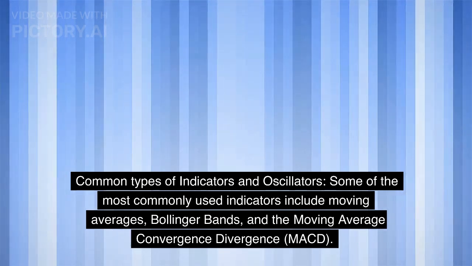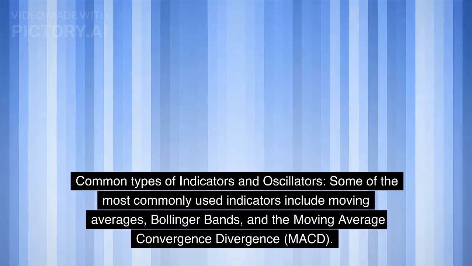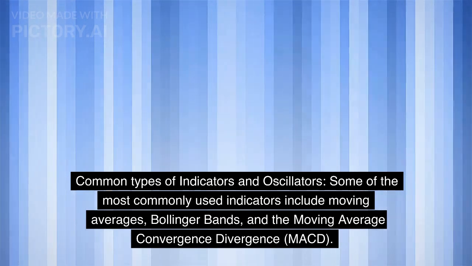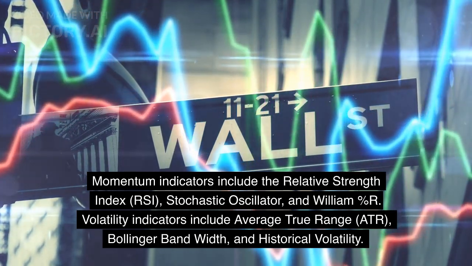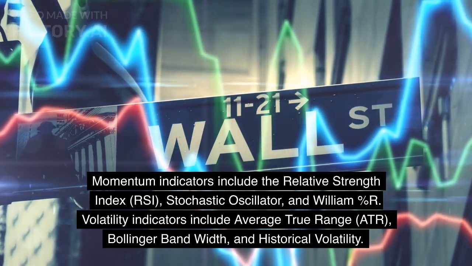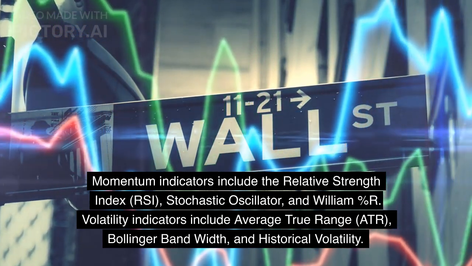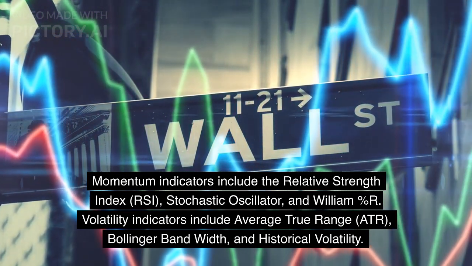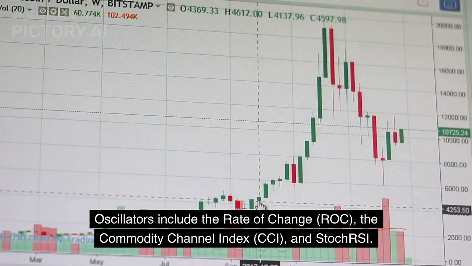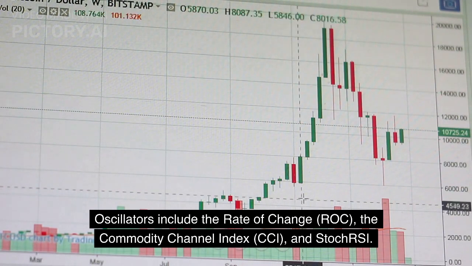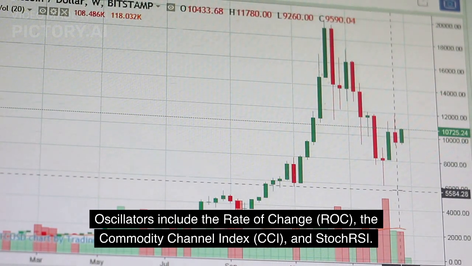Some of the most commonly used indicators include moving averages, Bollinger Bands, and the Moving Average Convergence Divergence, MACD. Momentum indicators include the Relative Strength Index, RSI, Stochastic Oscillator, and Williams Percent R. Volatility indicators include Average True Range, ATR, Bollinger Bandwidth, and Historical Volatility. Oscillators include the Rate of Change, ROC, the Commodity Channel Index, CCI, and Stoch RSI.